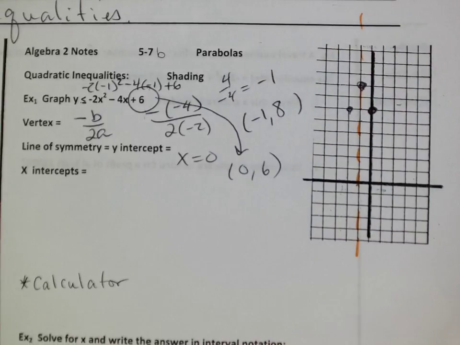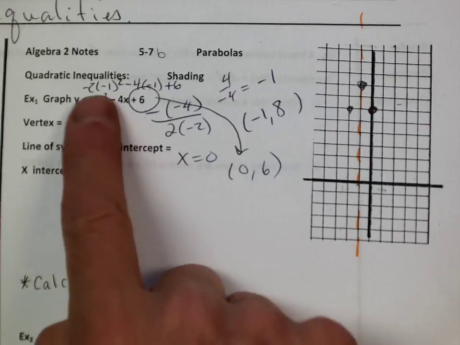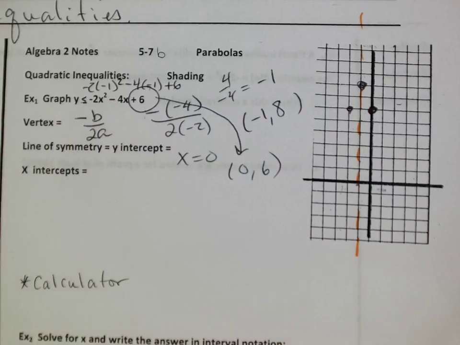All right? Yes, Will. Is it 2 down? It is 2 down. Yes, you're totally right. Will, 100% correct, okay? Now, how about x-intercepts?